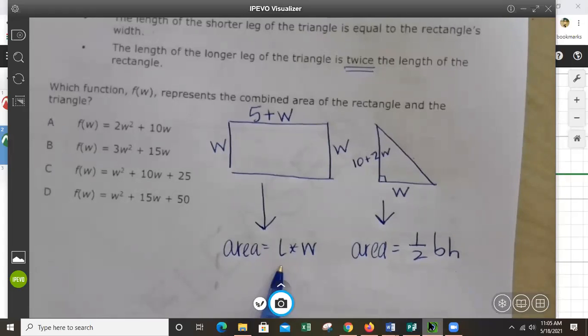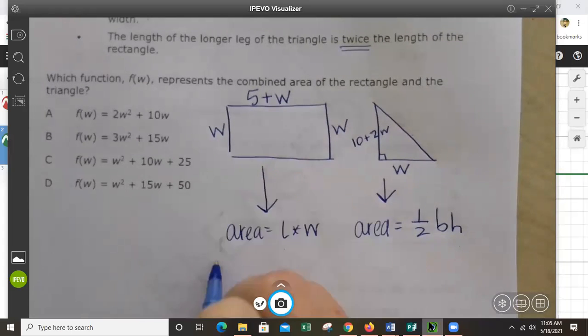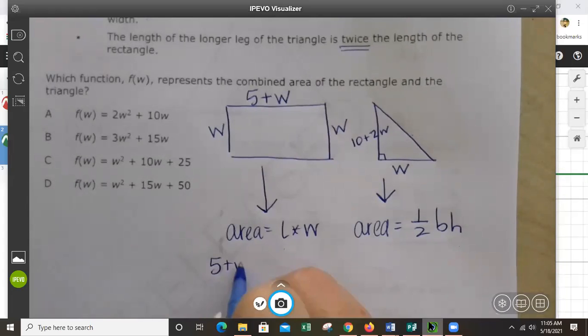All right, so for this one, our length was 5 plus W. Our width was W. We're going to multiply those together.